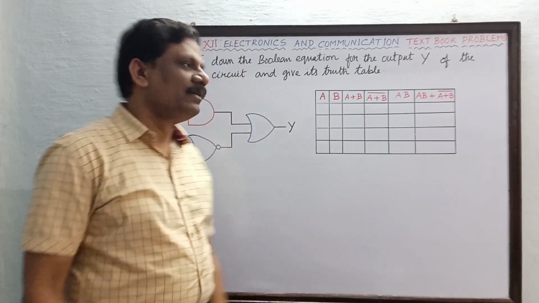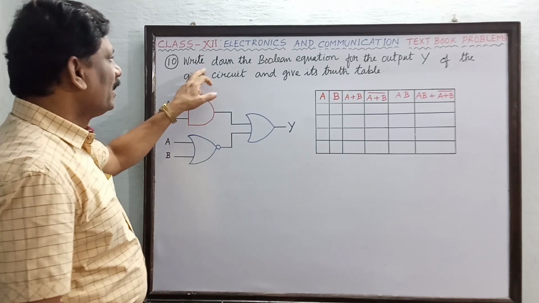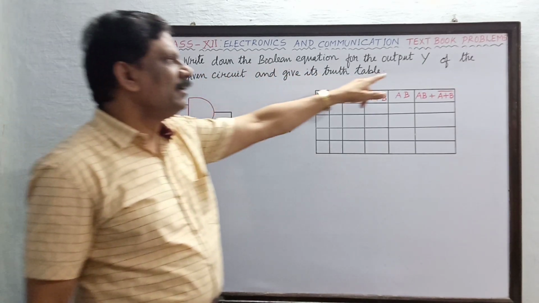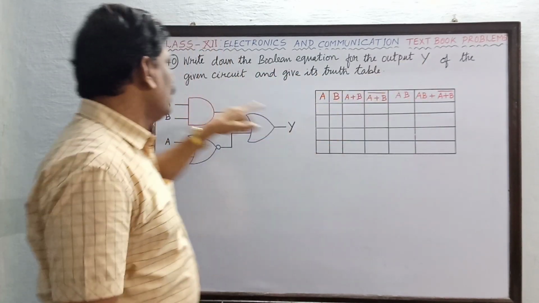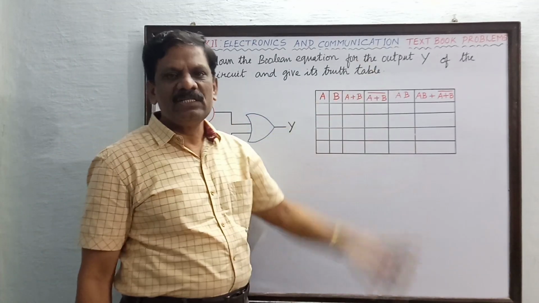Hi students, the last sum and the 10th sum in the exercise. Write down the Boolean equation for the output Y of the given circuit and give its truth table.